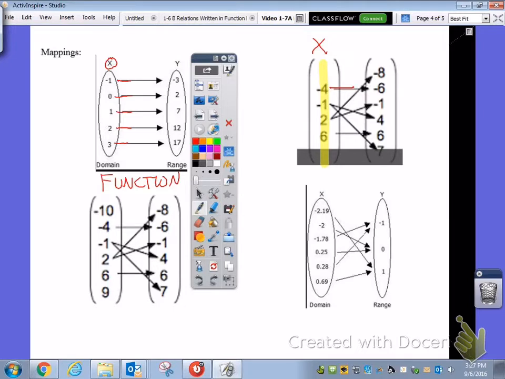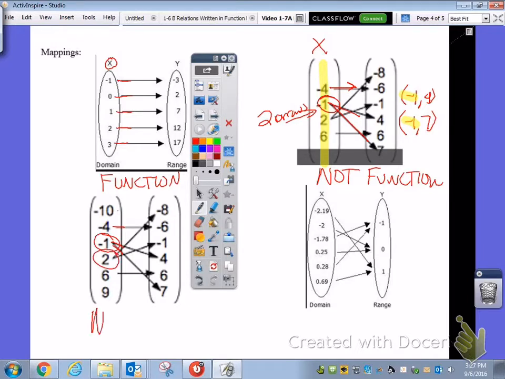So just focus on the first one. All right, so -4 has 1, but look at -1. It has 2 going from it. That would be -1, 4 and -1, 7. See, I have 2 -1s, so that is not a function. You can tell because there are 2 arrows leaving it. I cannot have that. So let's look at this one, 10, 4, oh, right here, 2 arrows, 2 arrows. So this is not a function.